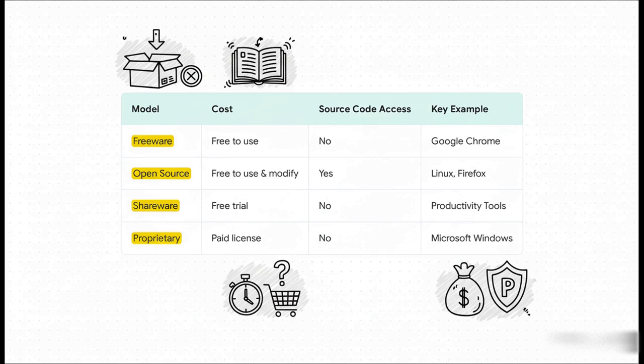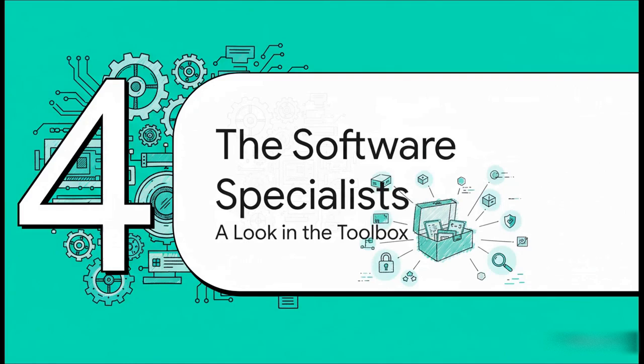Then you've got open source software. It's also free, but, and this is a big but, its source code is public. Anyone can look at it, change it, and share it. Then there's shareware, which is basically try before you buy. And finally, you have proprietary software, like Microsoft Windows, which is a protected product that you pay a license to use.